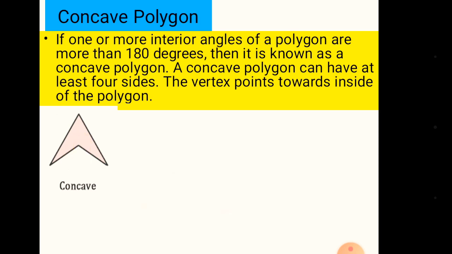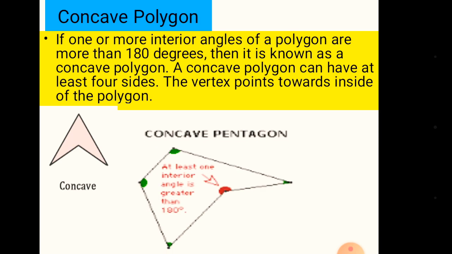So this was one example. Moving ahead, this is another example. This pentagon is also a concave polygon because the angle at this point is more than 180 degrees. Again this one, here also the angle at this point is more than 180 degrees. So these are examples of concave polygons. If at least one angle is more than 180 degrees, then such polygons are concave polygons.